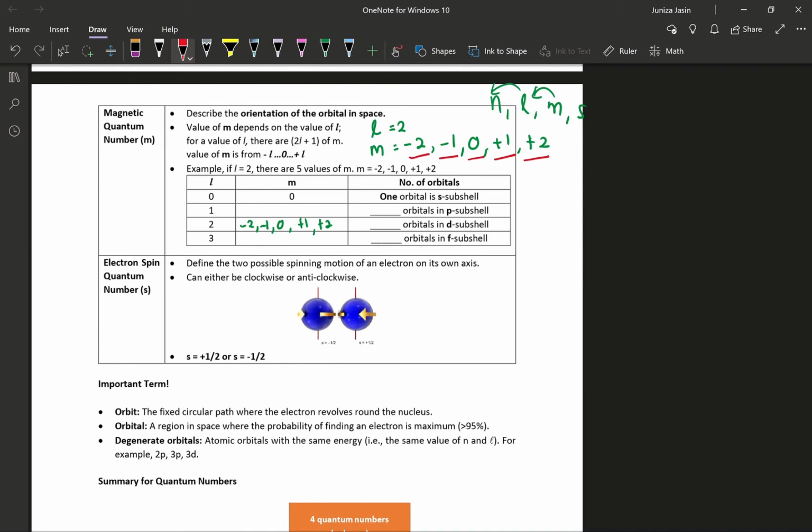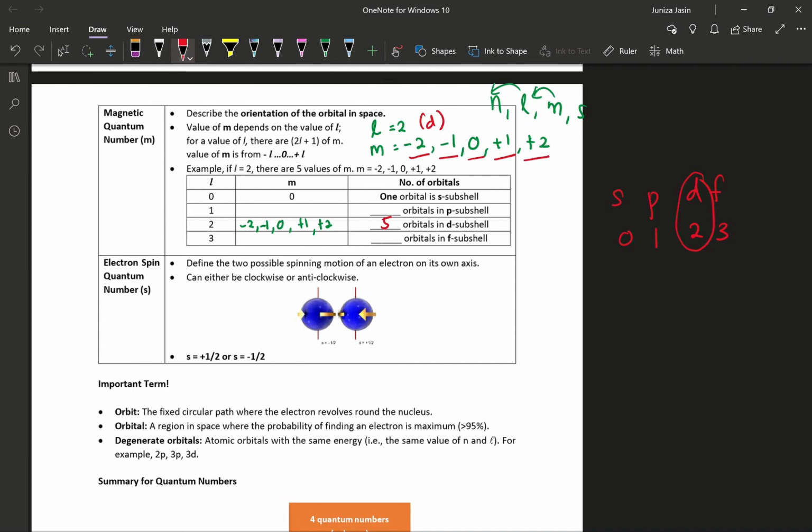Okay, kenapa pula ada 5 D orbital kan? So, L equal to 2 tadi kan kita hafal. S, P, D, F, 0, 1, 2, 3. So, kalau L equal to 2, that means dia adalah D orbital. Lepas tu, D orbital, kita ada lukis 5 shape. Maksudnya dia ada 5 D orbital tu lah. Okay, 5 orientations of D orbital. So, over here is 5. 5 orbitals in D subshell.